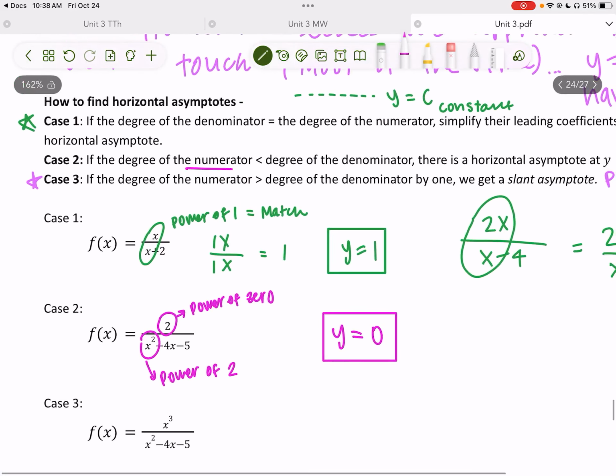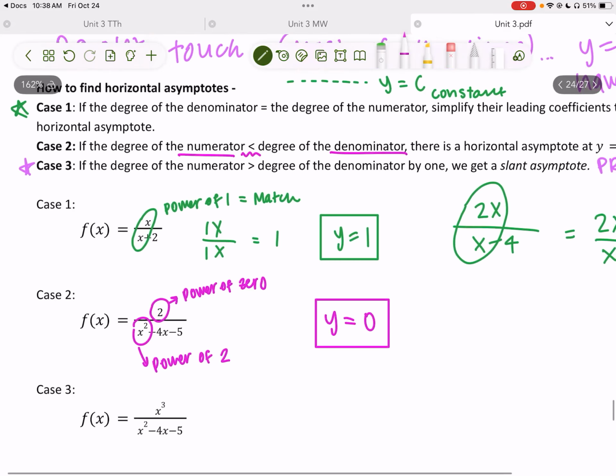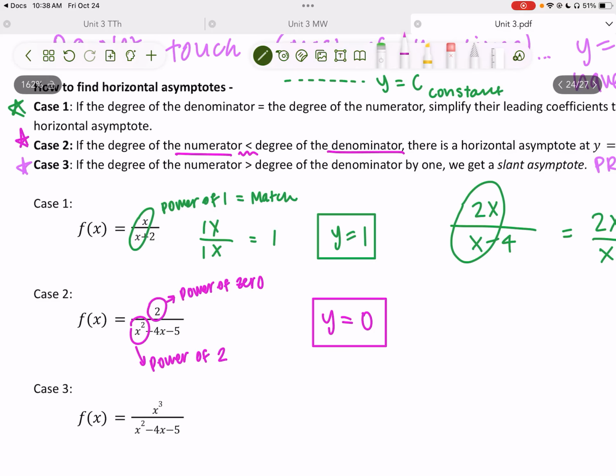So it says here the numerator is smaller than the denominator. Okay. The power, the degree, the power, whatever you want to call it. So those are the two cases we are going to be working with.